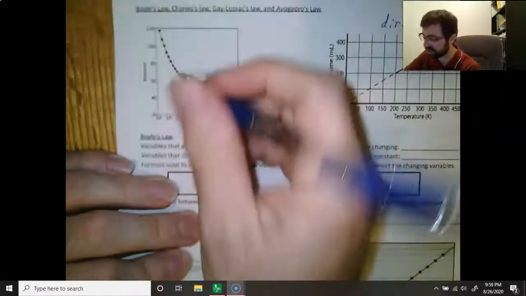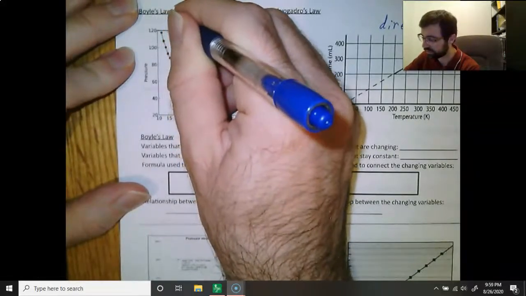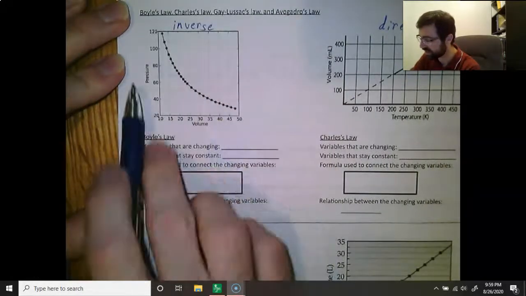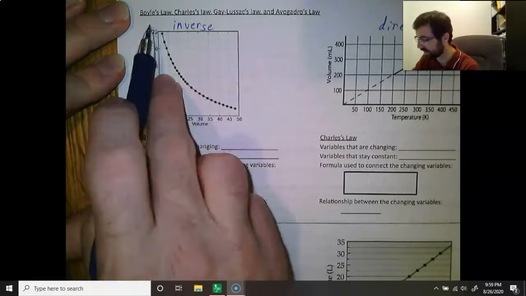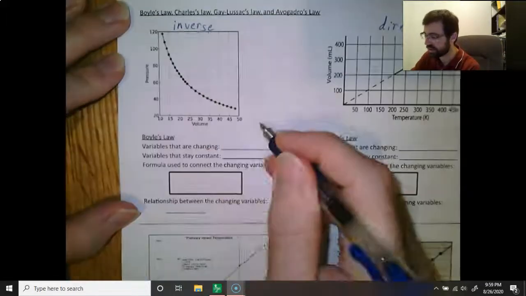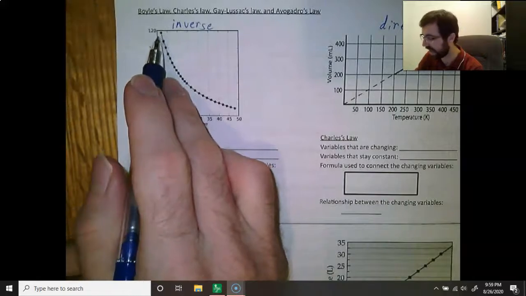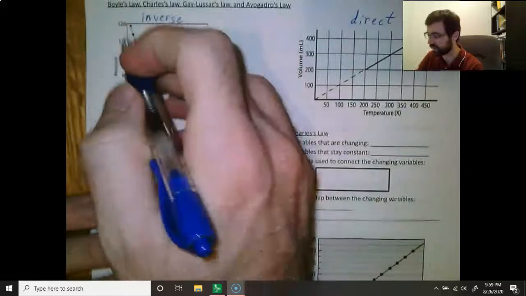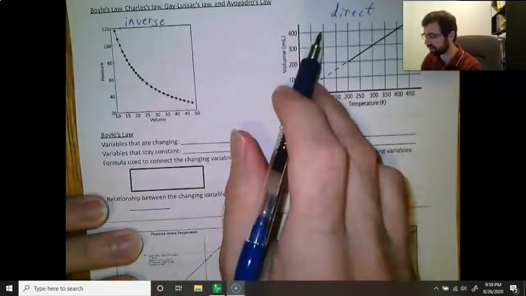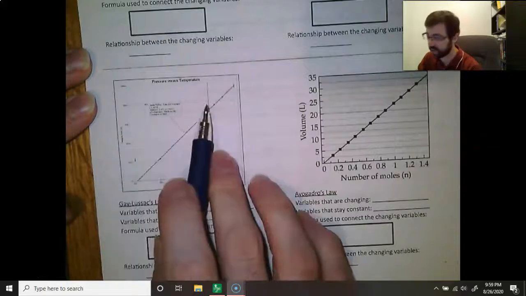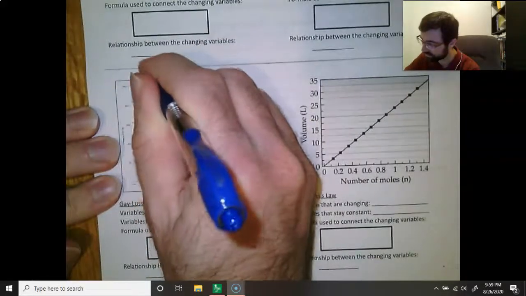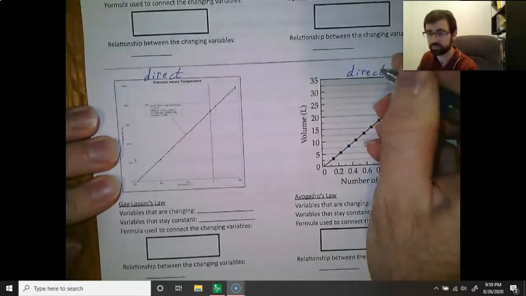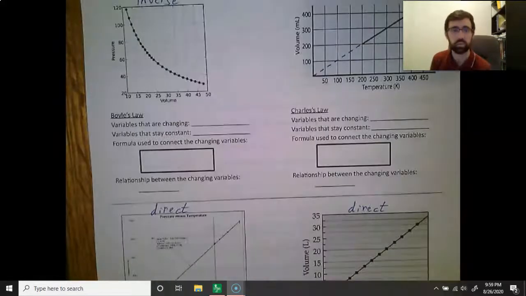This is an inverse relationship because as this number increases, this number decreases. See, as we go across, that's going down, but it's not a straight line. That's because this is a fraction and we get something called an asymptote. You've probably heard that in math. Okay, so an inverse relationship has that curve. So this is inverse, that's direct. If you could look at these other graphs down here, you could identify they're also direct. And this one is also direct. And we'll go through each of these, starting with Boyle's law.